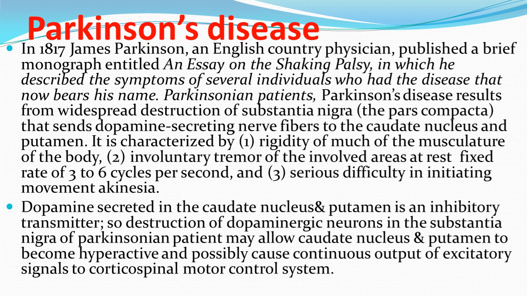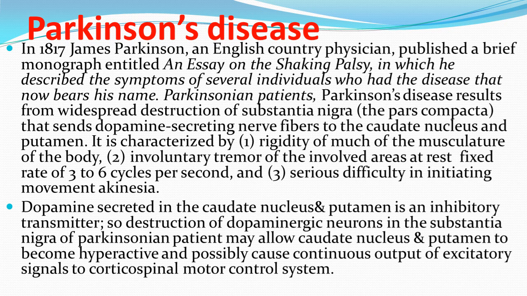Parkinson's disease. I am going to describe Parkinson's disease in detail. In 1817, James Parkinson, an English country physician, published a brief monograph entitled An Essay on the Shaking Palsy, which described the symptoms of several individuals who had the disease that now bears his name, the Parkinsonian patient. Parkinson's disease results from the widespread destruction of the substantia nigra, that is pars compacta, that sends dopamine-secreting nerve fibers to the caudate and putamen.